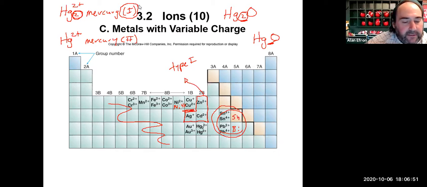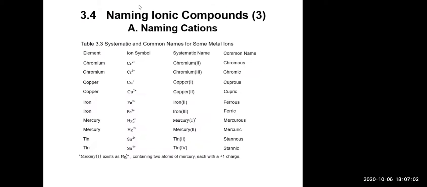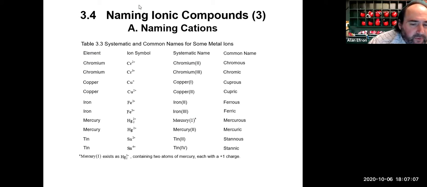So again, we do use these Roman numerals, not for how many metals we have, but for the individual positive charge that we find on the metal. Now, if you're old like me, there's an older way of naming these sort of guys where they don't necessarily use Roman numerals or anything like that. They kind of go old school with it and call this common name. So something like copper 1 is known as cuprous. Something like copper 2 is known as cupric. Iron 2 is ferrous. Iron 3 is ferric.